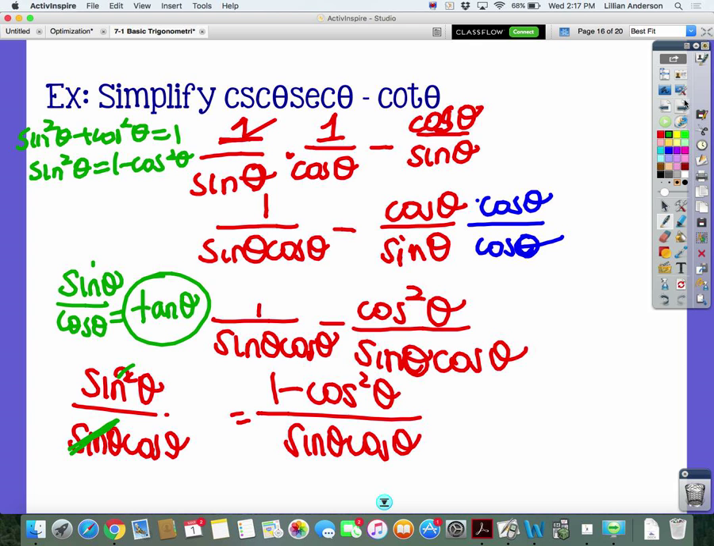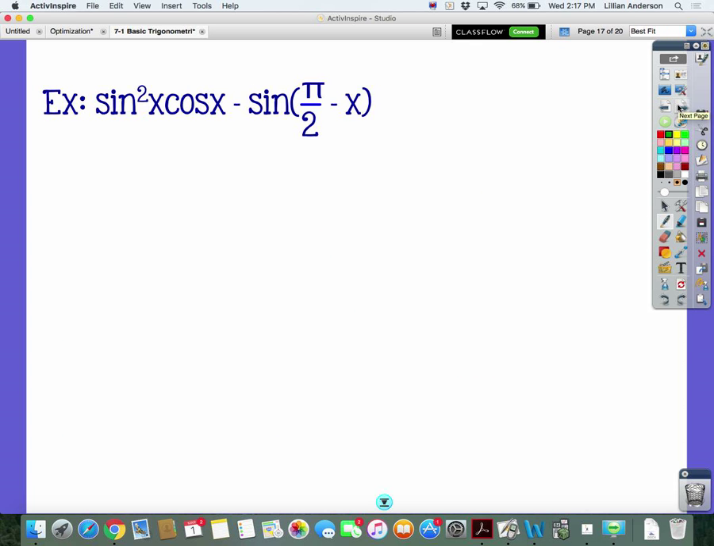Let's look at another one. We have this one: sine squared x times cosine x minus sine of pi over 2 minus x. Now you want to try to use some identities before you just start jumping in and trying to change everything in terms of sines and cosines, even though we already have those. Doesn't this look like something, this last part?